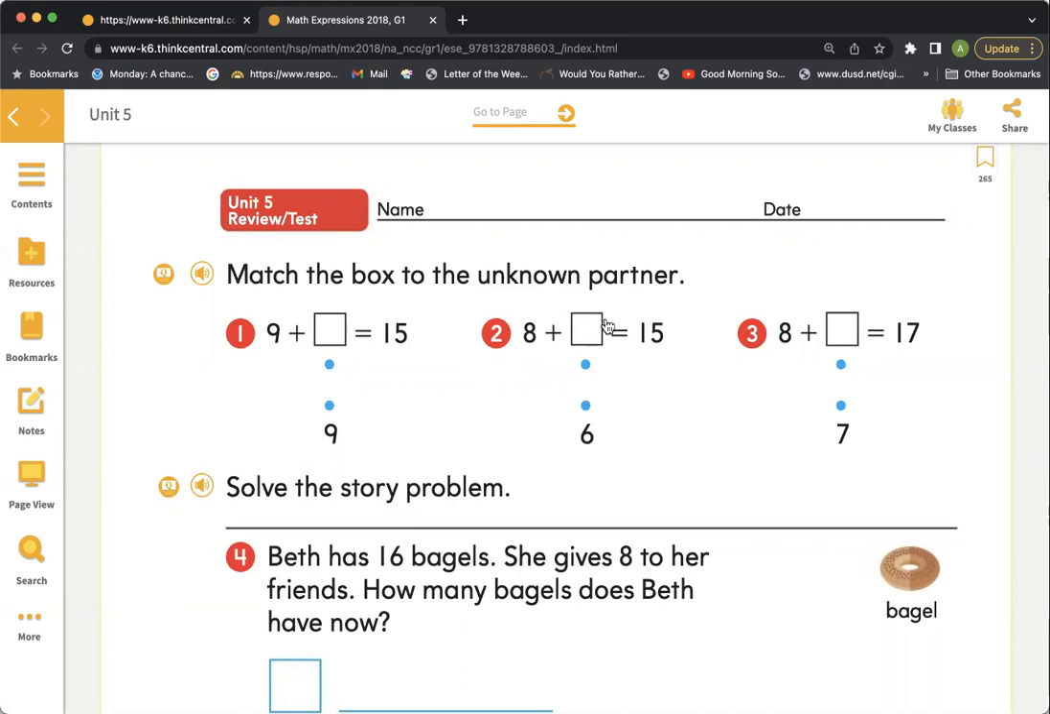8 plus an unknown number equals 15. Which one of these is that unknown number? 8 plus an unknown number equals 17. All right, go ahead and pause and solve.